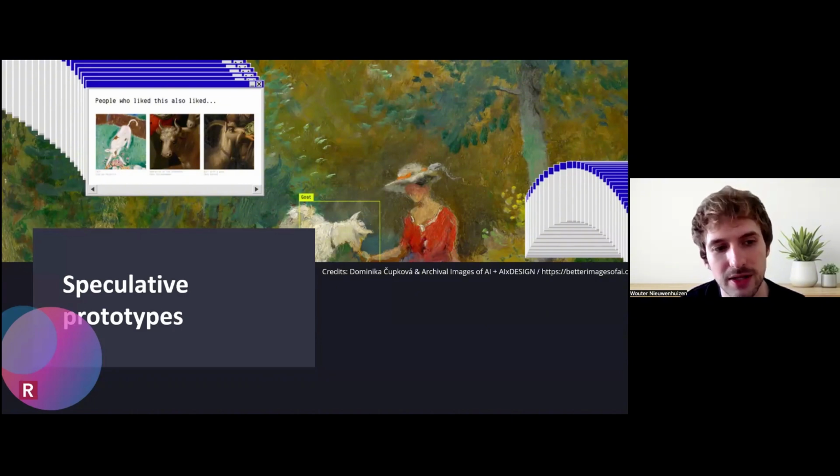And when I say speculative prototype, it's not a prototype in the sense that a lot of designers are familiar with. It doesn't need to be immediately implementable. It's really a way to open up the discussion and to broaden the imaginative space that we have when we think about these kinds of technologies. So it's not that you can just implement this tomorrow, but hopefully it will invite us to rethink why these spaces are designed this way.